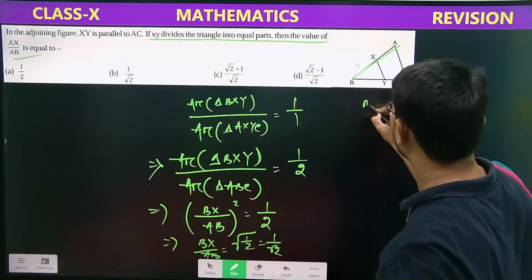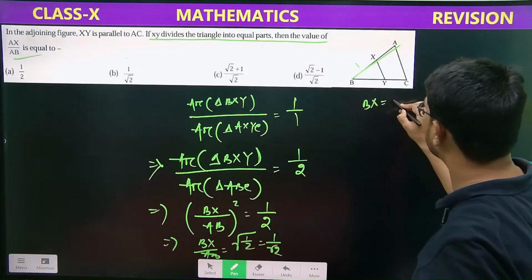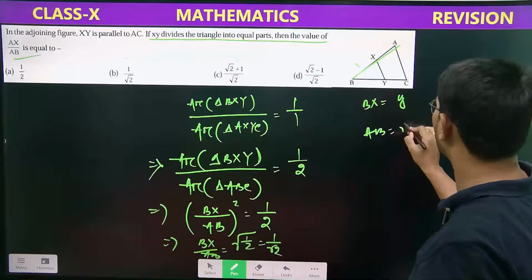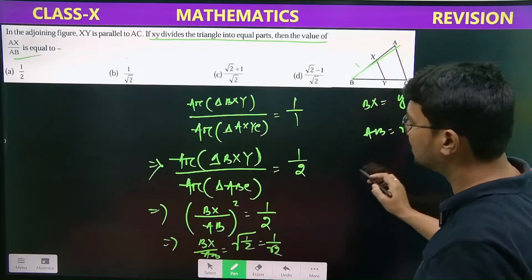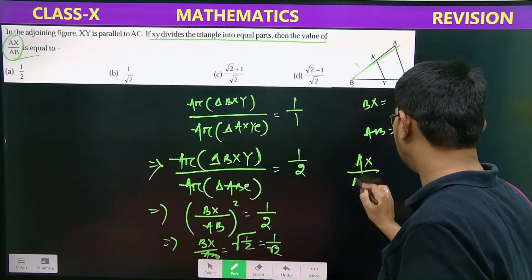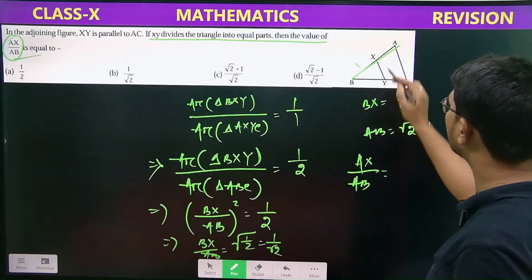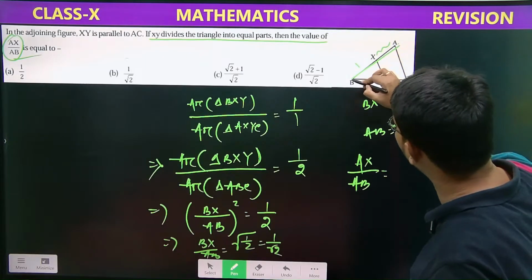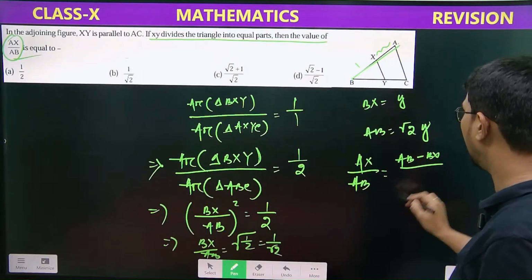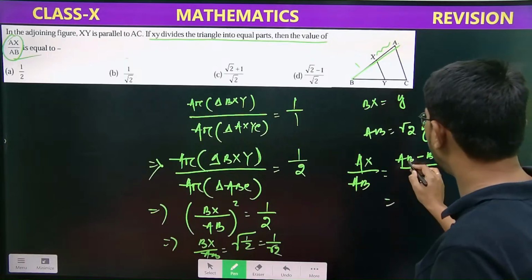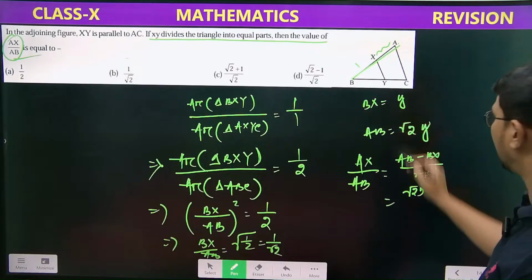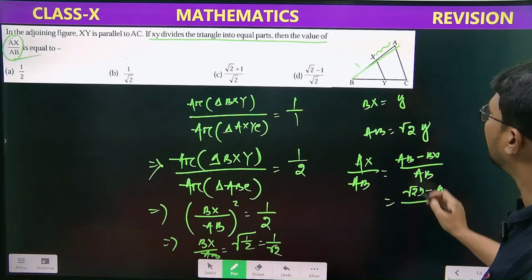Let BX equal y. Then AB would be root 2 y. Now the question is asking AX by AB. How will we get the AX value? AX is AB minus BX, so AB minus BX by AB. The AB value is root 2 y, minus the BX value, y, divided by AB.